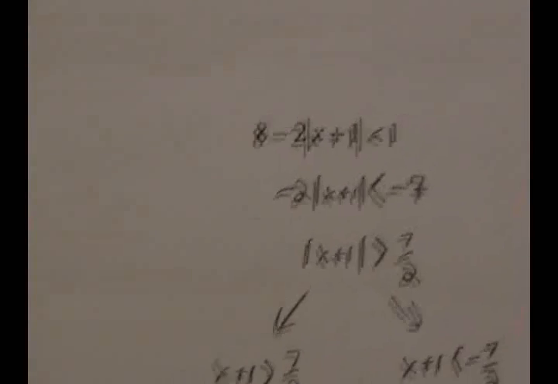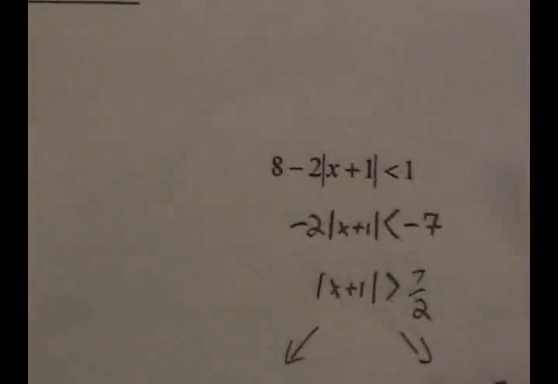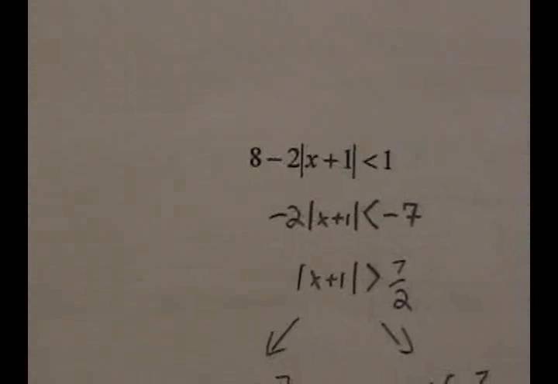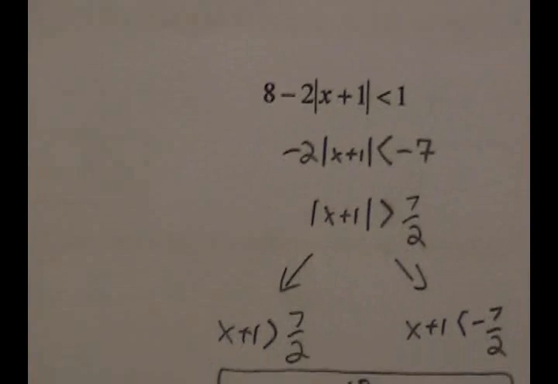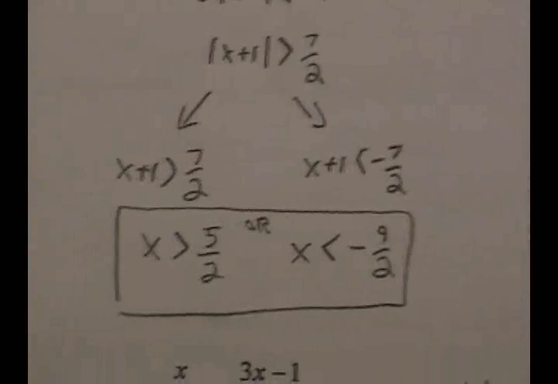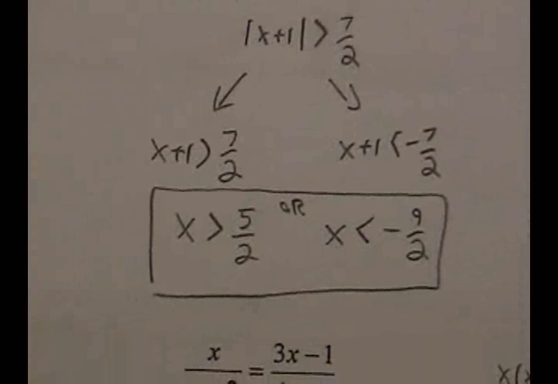For the second one, when you get rid of the 8 and the 2, what you wind up with is this situation here, and since it's a greater than, you have to break that up into two different inequalities, and then you just solve those away like that.